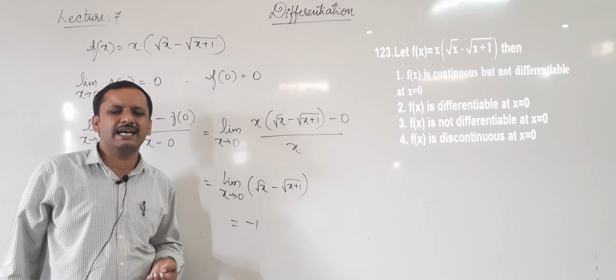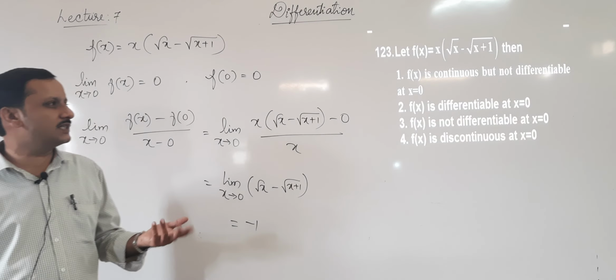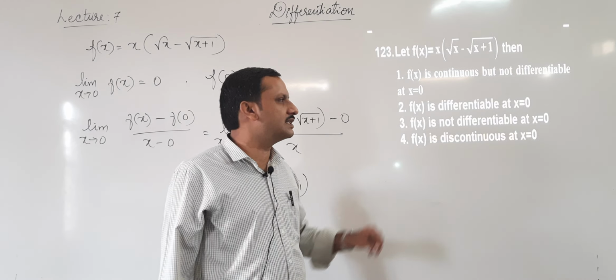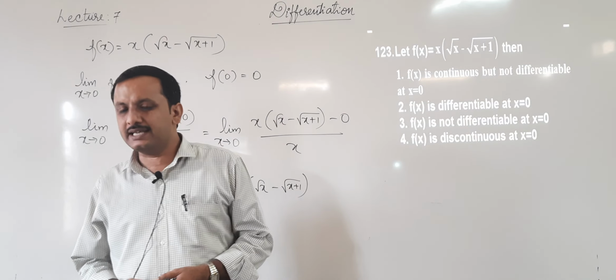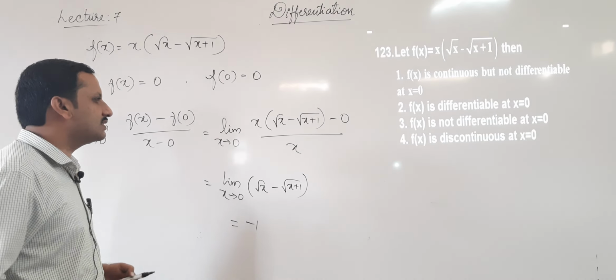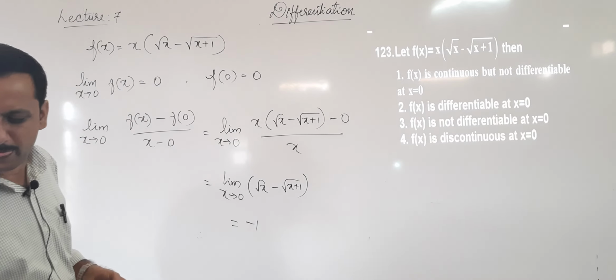So from this we see that f is continuous as well as differentiable. So the answer is the second option, f(x) is differentiable at x = 0. Because if I say it is differentiable, then it is obvious that it is continuous also.